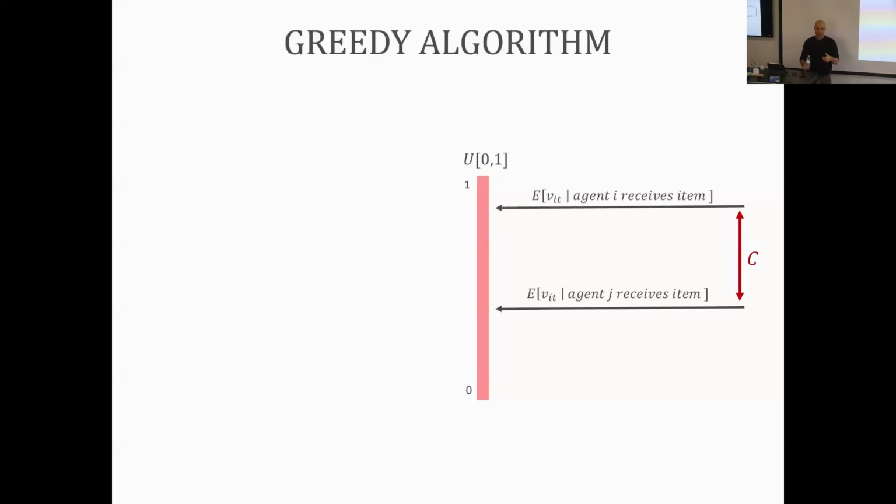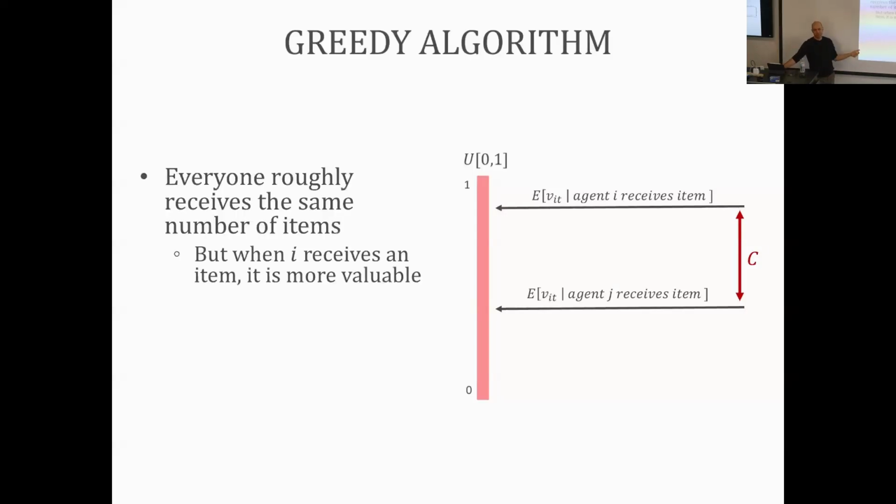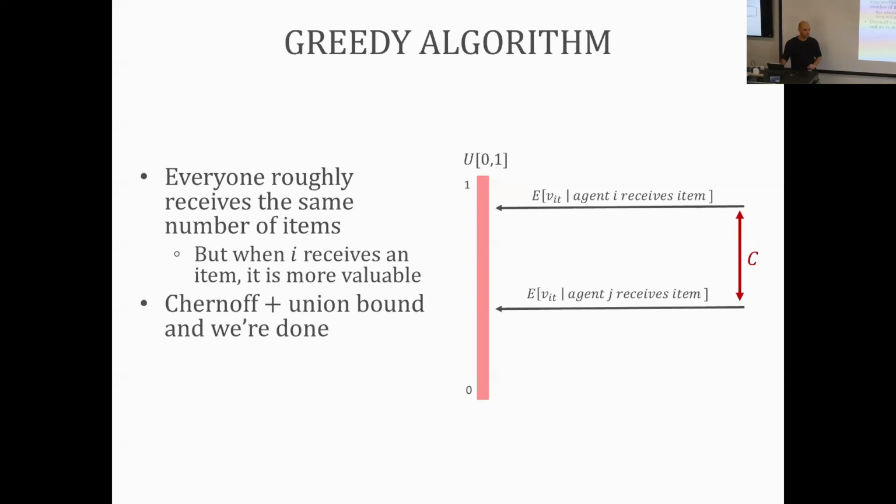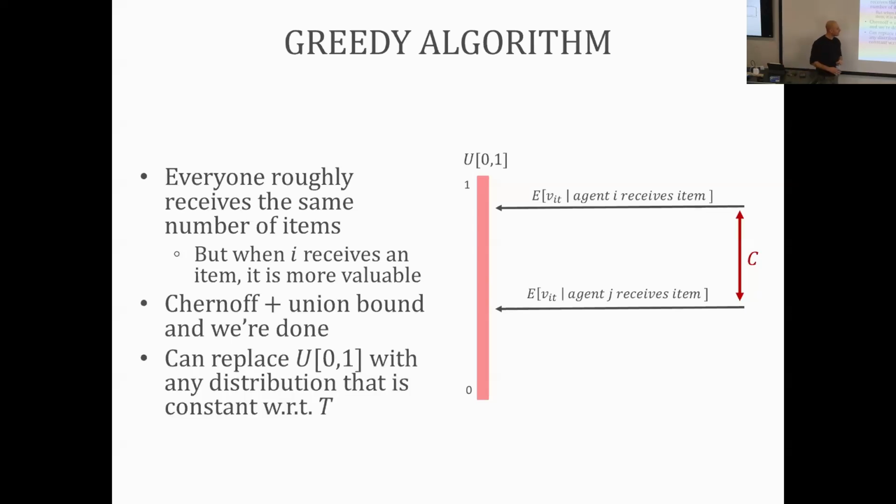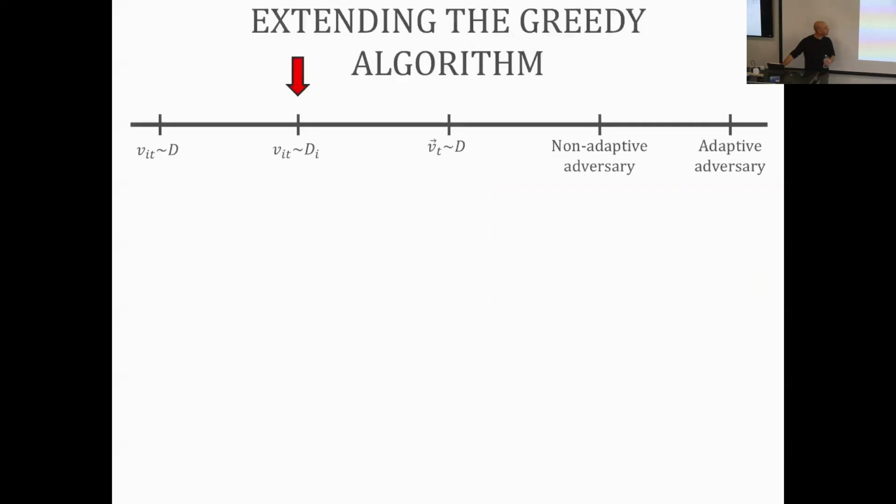So there's a constant gap between an item you get and an item you don't get, and everyone roughly gets the same number of items. But every time you get an item, you increase. Okay, so Chernoff plus union bounds, and you're done. And the same proof would go through as long as these conditional expectations had a constant gap. That's it, by the way. Good. So here, good news. Give every item to the person that wants it the most, and we prove high probability.